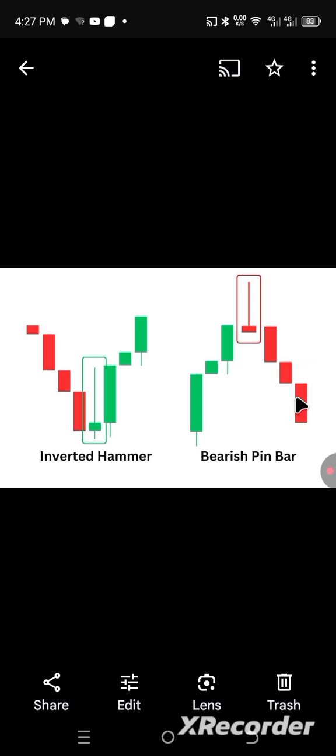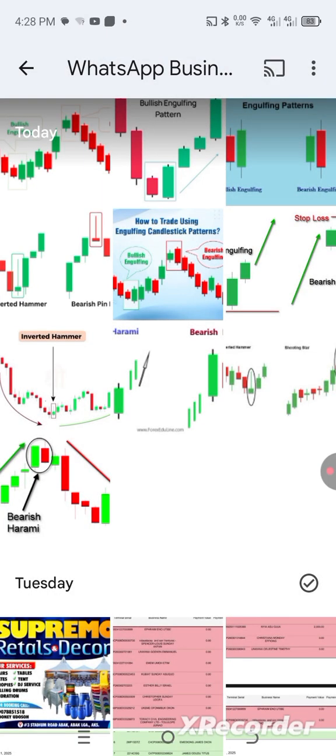So these are three patterns. The engulfing pattern could be a bearish engulfing pattern or a bullish engulfing pattern. Could be harami. That means the red bar eats half of the green bar, you sell. Or the green bar eats half of the red bar, you buy. So those are the three patterns I would like us to master.